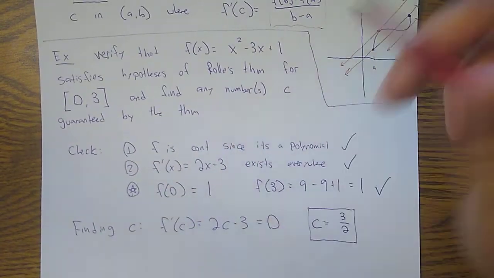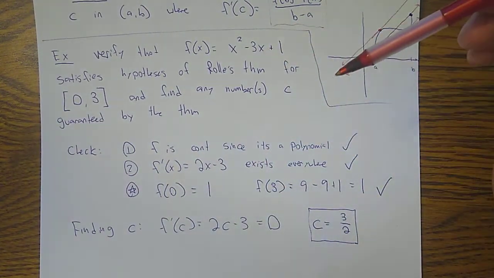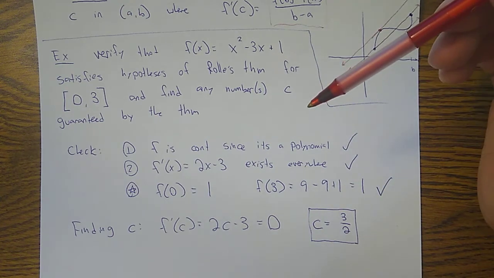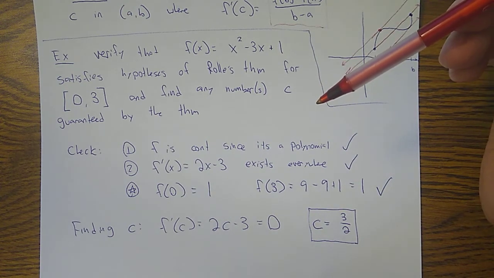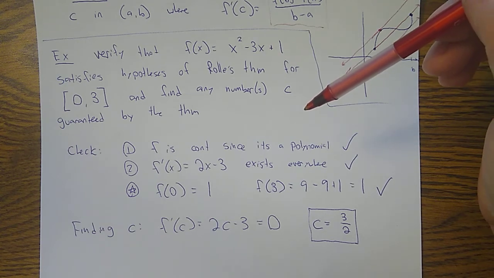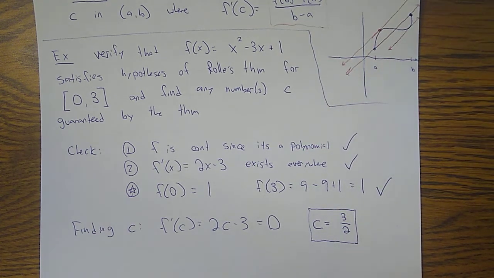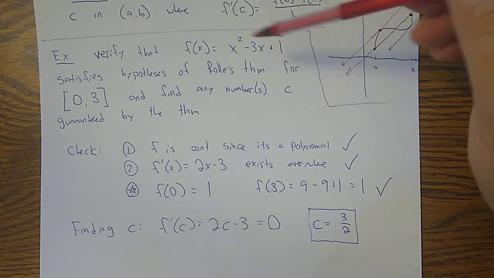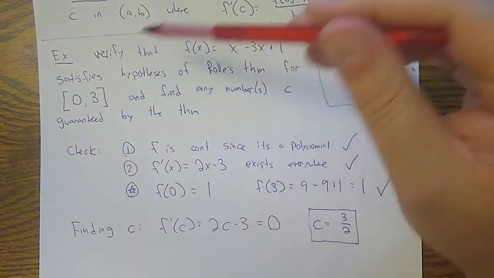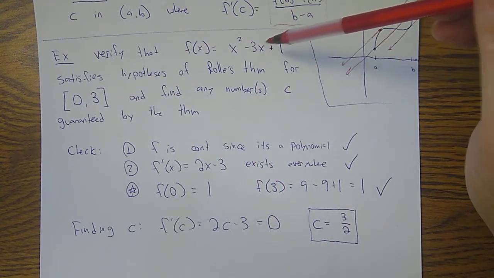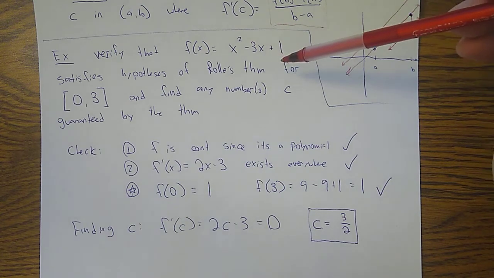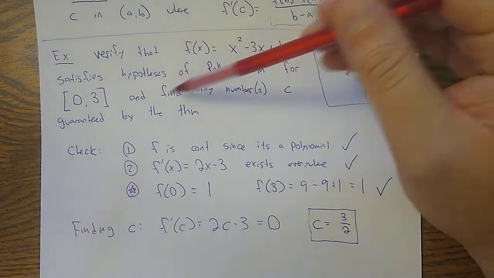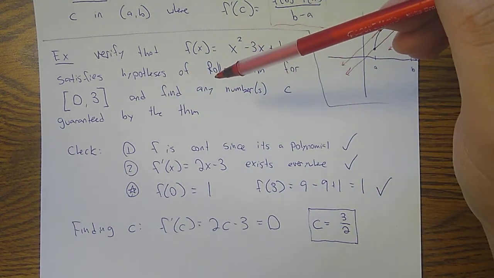So this section is not terribly hard. Most of the homework is just about verifying the conclusion of Rolle's theorem or the mean value theorem, or checking the hypotheses, etc. So we have a specific function and a specific interval, and we are supposed to verify that the function satisfies the hypotheses of Rolle's theorem. And we're supposed to find any numbers c that are guaranteed by the theorem.